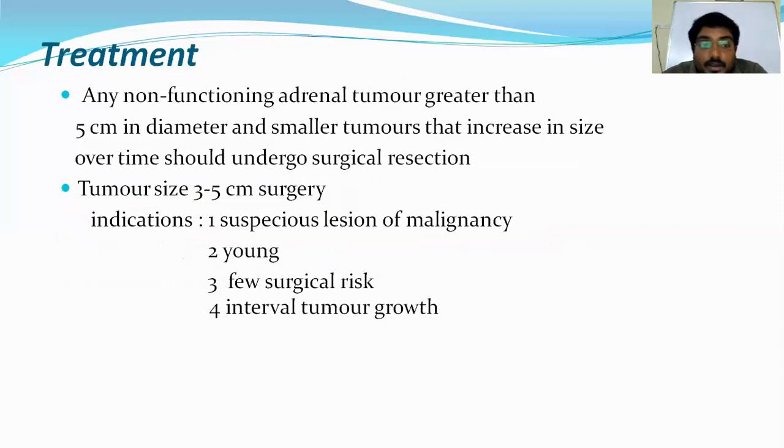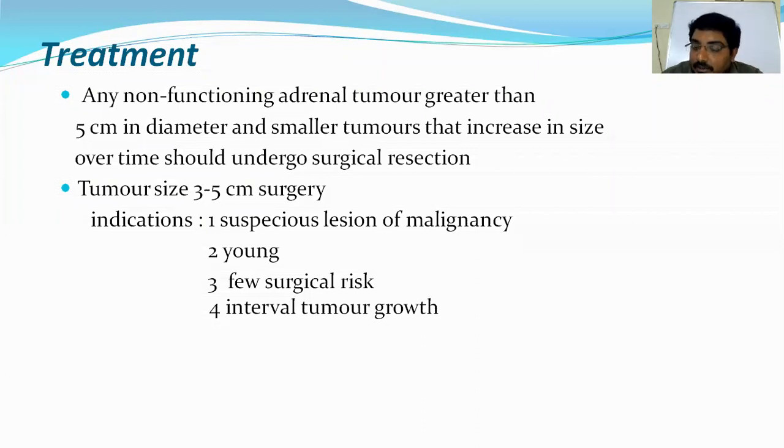The treatment is of two types: one is surgical, and the other is medical. For non-functioning adrenal gland tumors of 5 centimeters or more that increase in size, and smaller tumors that increase in size over time, we go for surgical resection. If it is more than 5 centimeters and increasing in size, we go for surgical resection. For tumor size 3 to 5 centimeters, we also consider surgical resection.